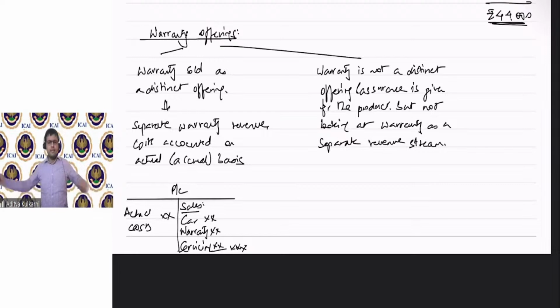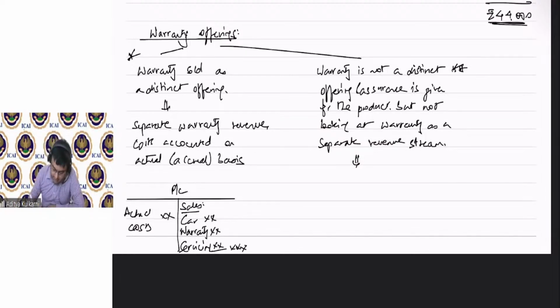Are you clear? Yes. So when this is the case, you are not separating the warranty from the car, because standalone warranty is not an offering in the first place. What you are selling is, see, in this case, what you are selling is car including assurance warranty plus servicing. Are you able to follow? Yes or no? Are you able to follow?